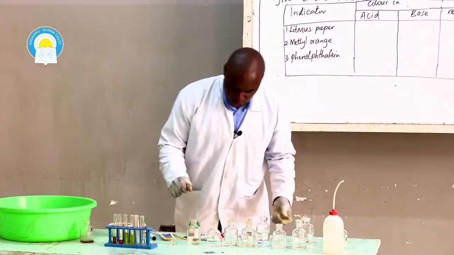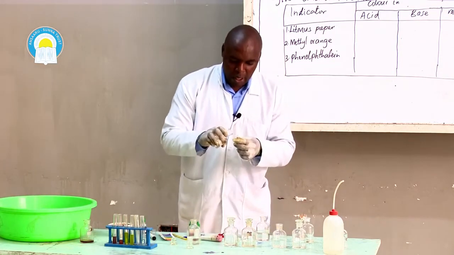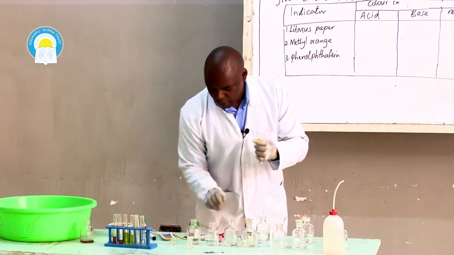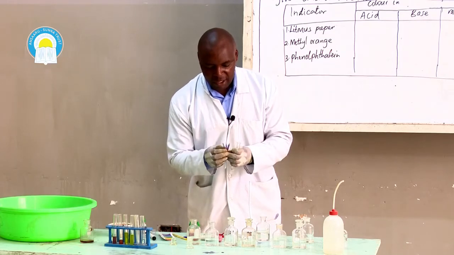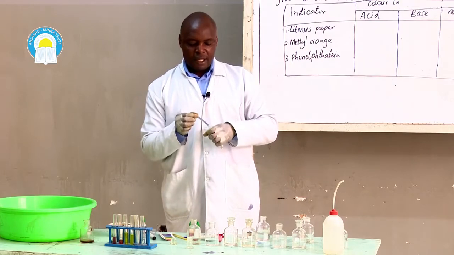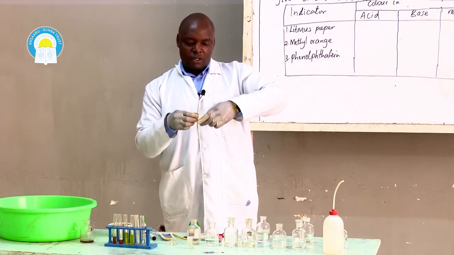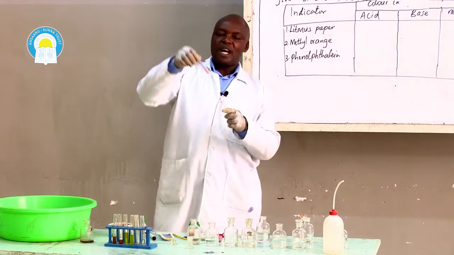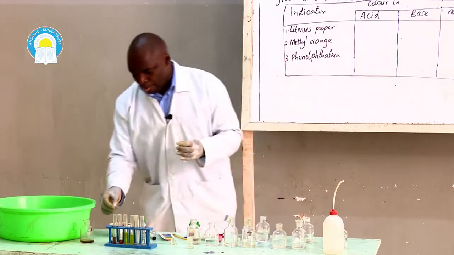Let me have a solution of nitric acid also, because we need to see whether it's going to give consistent results. So let me use the same blue. Having seen that in hydrochloric acid the litmus paper is red, let me find out with this one whether it's also going to turn red. So you see, the litmus paper turns red.